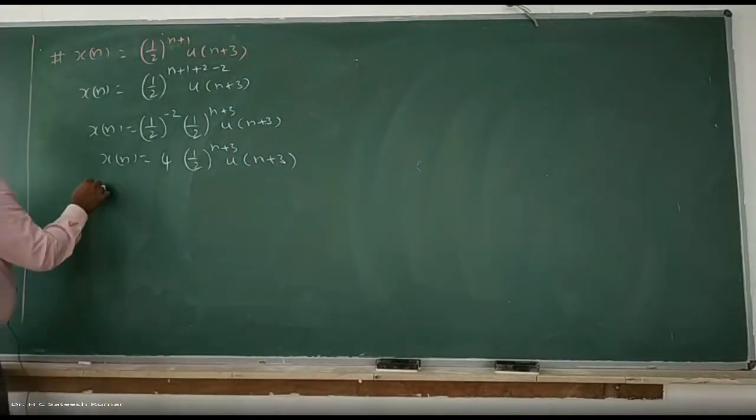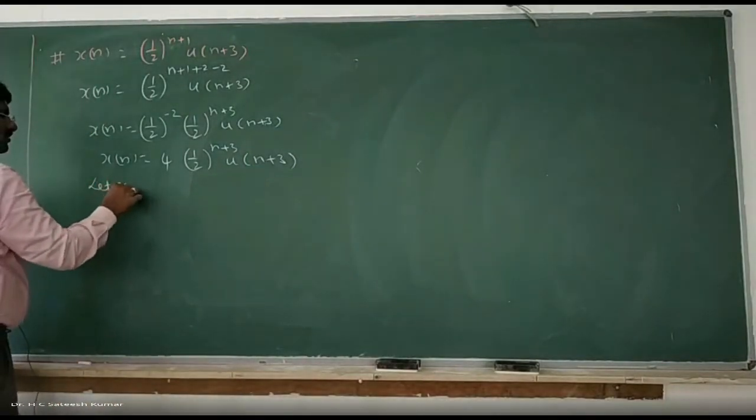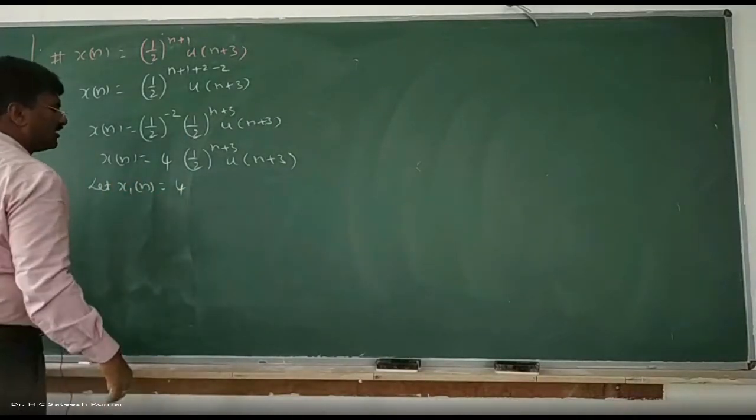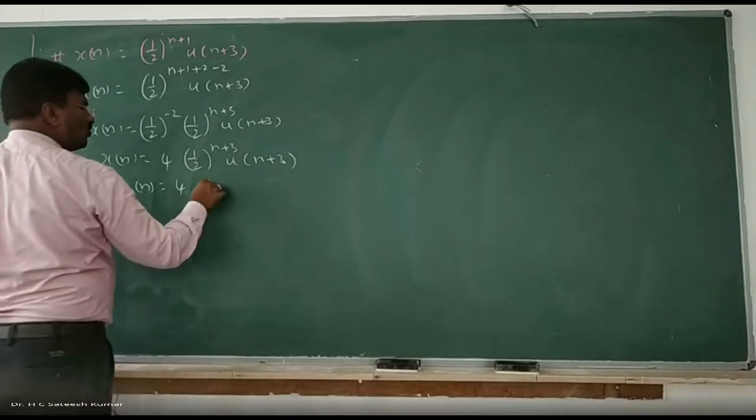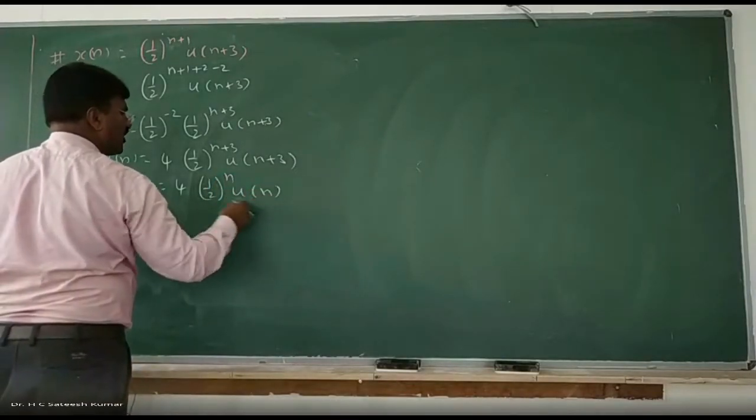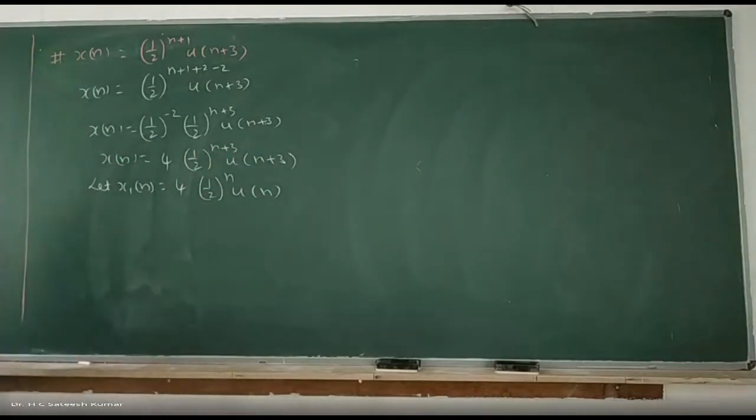So substitution, go for substitution. Let x1 of n is equal to, this constant you can take it in any of the steps, the first step itself you can take. x1 of n is equal to (1/2)^n into u of n. This is of the form a power n into u of n. And if you want to get n plus 3, replace n by n plus 3.